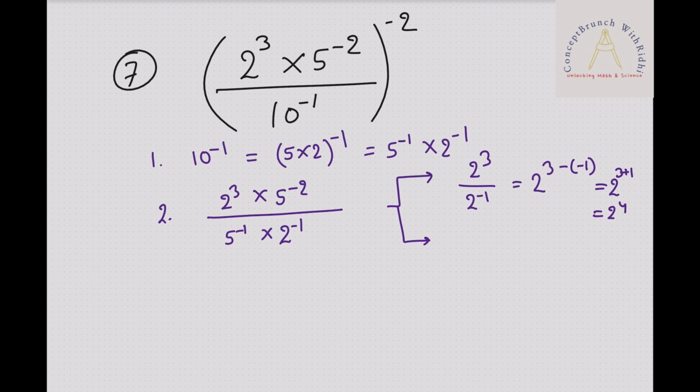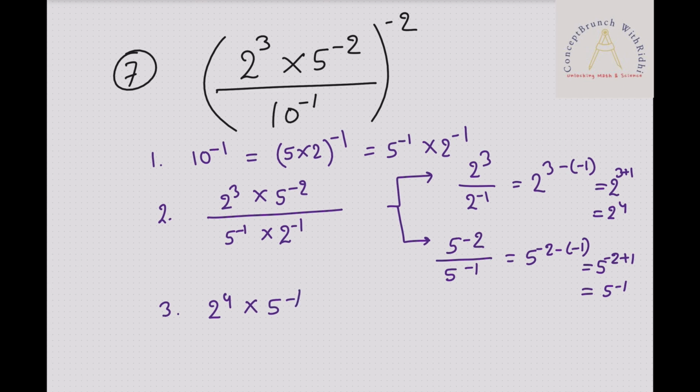Second thing, for the base 5, 5 to the power -2 divided by 5 to the power -1. Again, be careful with the minus sign, okay? 5 to the power -2 minus -1. It is going to be 5 to the power -2 plus 1, that is 5 to the power -1. Okay. So the expression becomes like this. The third step, it will be 2 to the power 4 times 5 to the power -1.